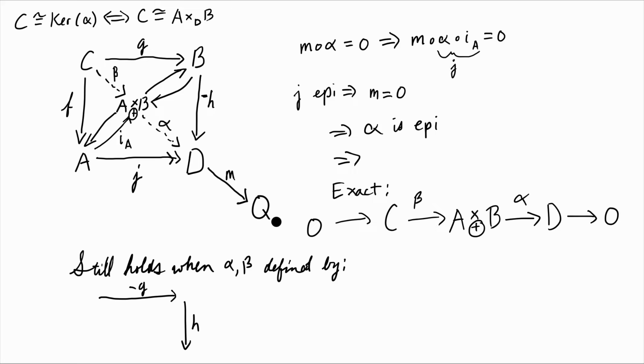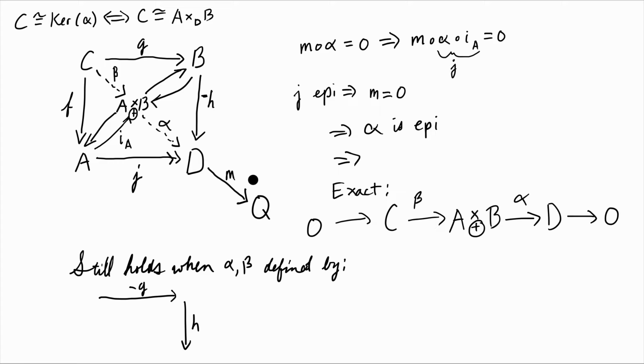So let's take any object Q and a morphism M that goes from D to Q such that when we follow alpha with M like that, we end up getting 0. So this being 0, and since we have commutativity right here, means that if we go this way, IA then alpha then M, we end up getting 0. And notice that IA alpha is actually equal to J. But since J is an epi, that means that this M must be 0.